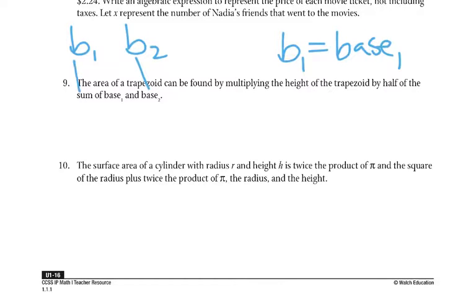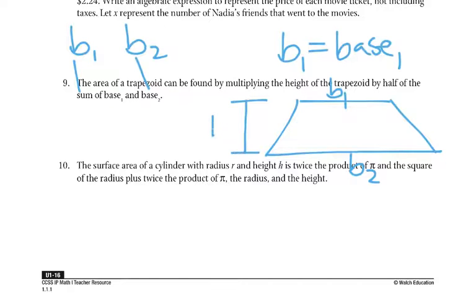Okay? Because when we've got a trapezoid, remember the shape, here's where a picture can help us understand. You've got the two bases here, so they call one and the other one 2. Okay? So then our height would be this distance. Okay? So it says the area of a trapezoid can be found by multiplying the height.